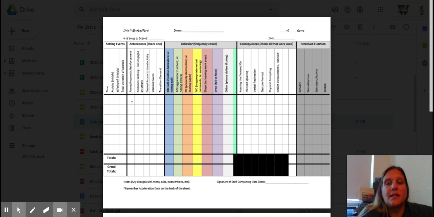The next section is the antecedents. This is where we are just putting a check mark if that antecedent is applicable. This should only have one check mark for each behavior episode, and each row would be a behavior episode. So there is alone automatic, there's attention seeking, there's denied access, there's demand given, and there's transition demand.